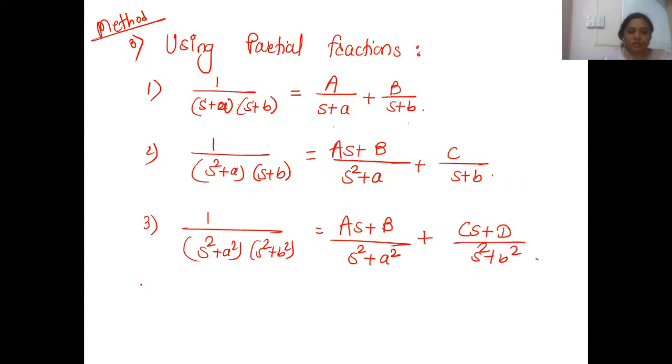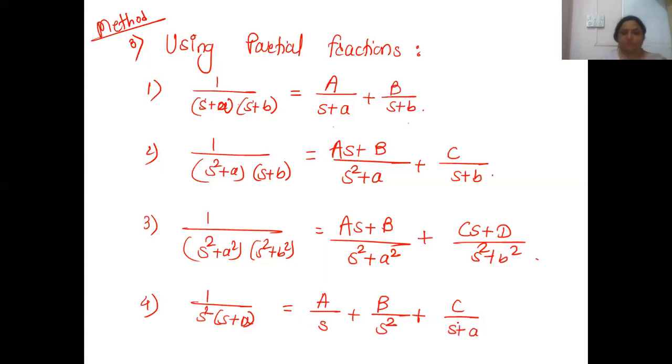square. Okay? Next, if it is 1 upon s square into s plus 1. Take it in general. Okay, this is linear, but this is quadratic. Quadratic, but only s. In this case, you can write as plus b upon s square also, or you can write a upon s as it is square plus b upon s square plus, this is also linear, so c upon s plus a. Please remember. Or you can also write it as plus b upon s square directly. It is quadratic. So you can write this or this. Both are okay.